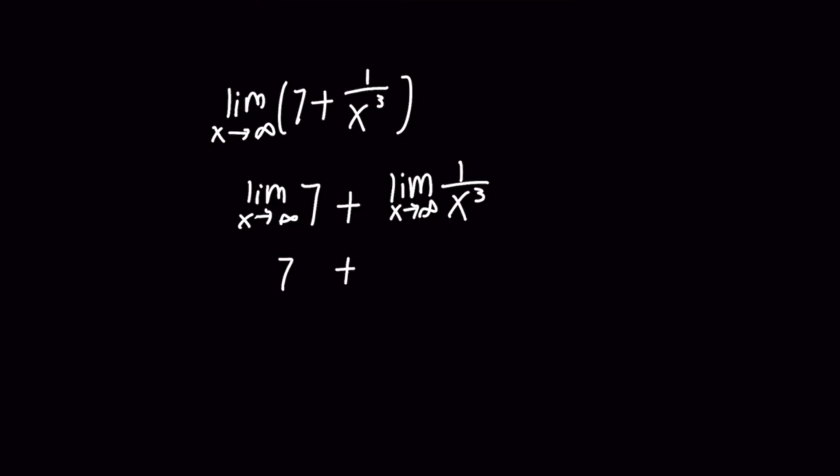Now for this next one, you see x is in the denominator and x is approaching infinity. So it's going to get bigger and bigger infinitely. So it's approaching 0, but it never reaches 0. So 7 plus 0 equals 7. So the answer is 7.